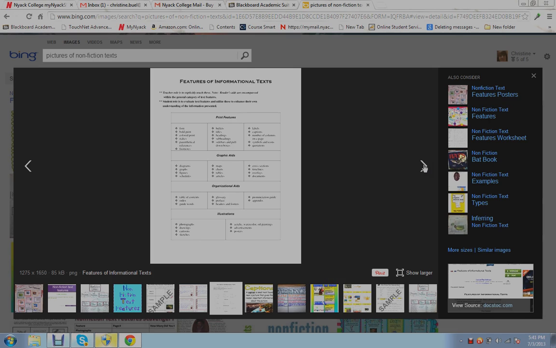Graphic aids are also very important: diagrams, charts, maps, tables, timelines. These are the types of things that students can, again, grasp information from. Organizational aids include tables of contents, glossaries, and prefaces, and then illustrations, especially illustrations that support the text in a strong way and are very representational of what is being said.